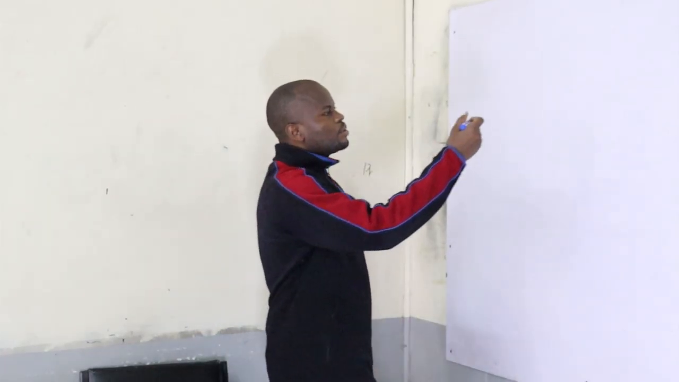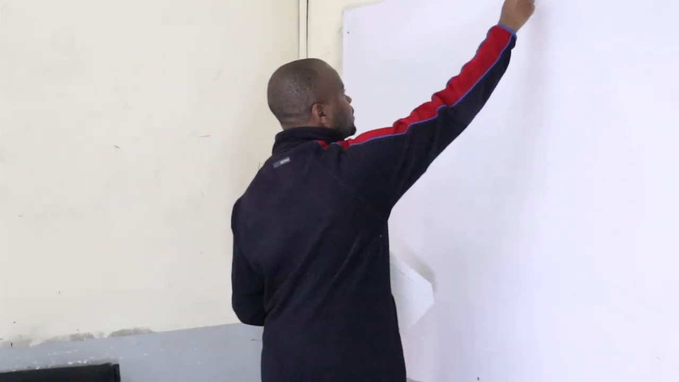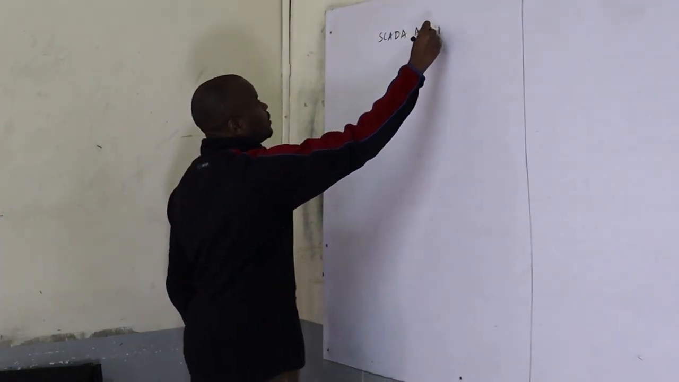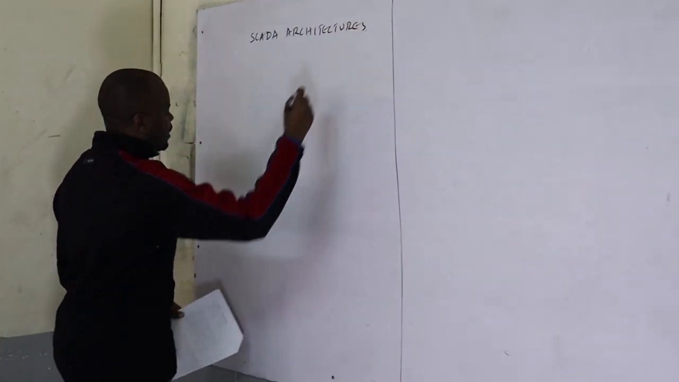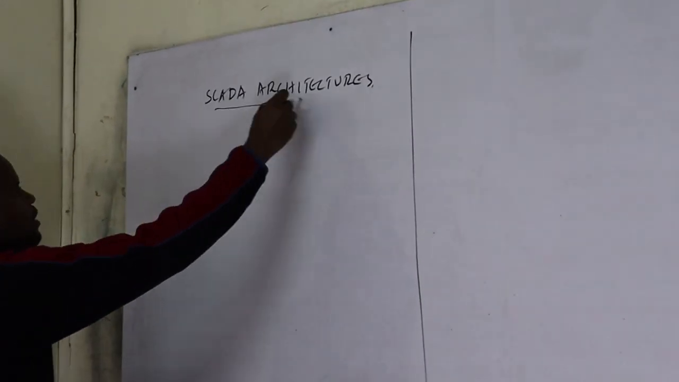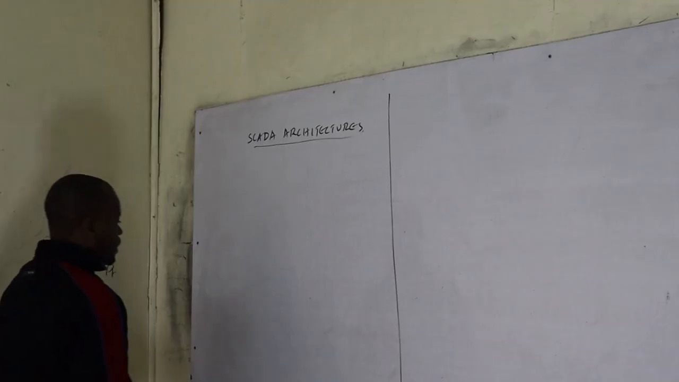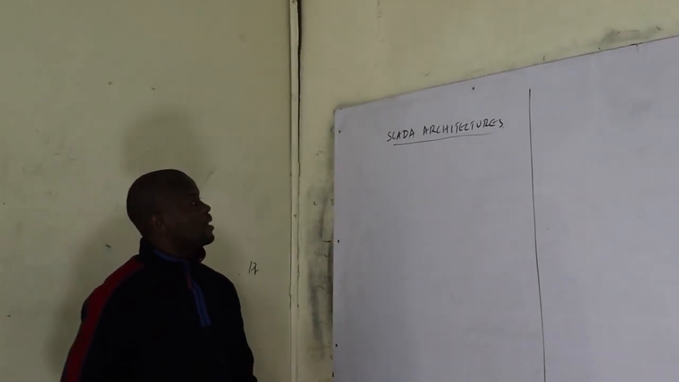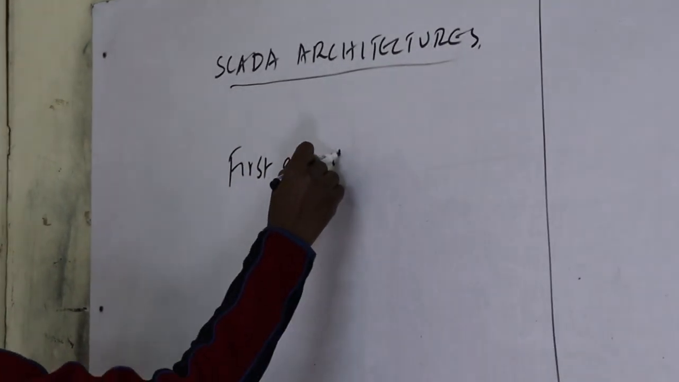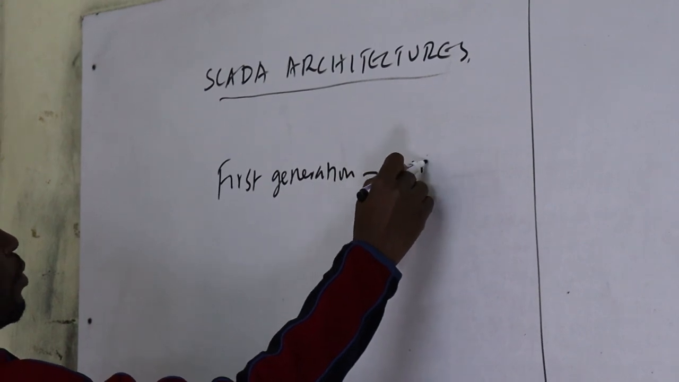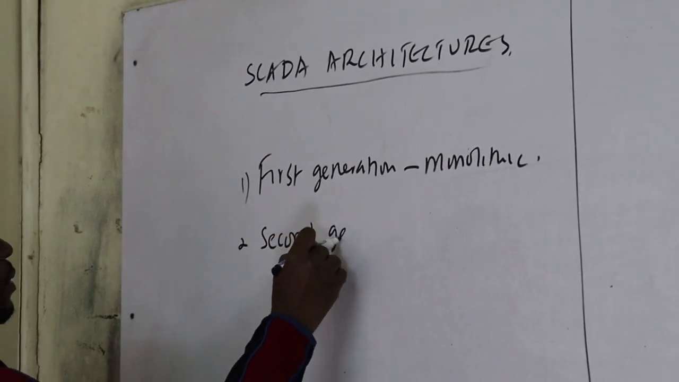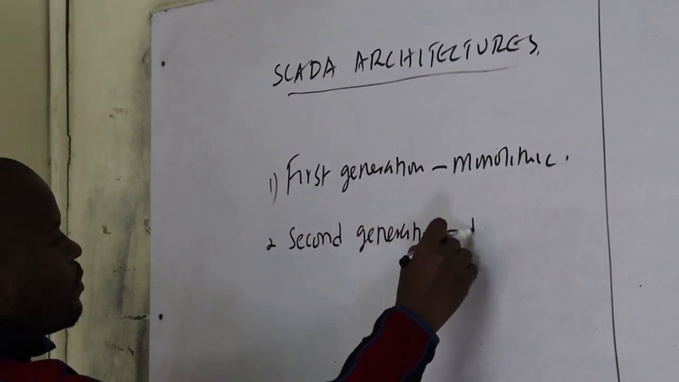We are now going to go through what we call the SCADA architectures. When you talk about the SCADA architectures, these are always based on generations. Basically, SCADA involves three generations. The first one is the first generation, and it is always referred to as monolithic. Then we have the second generation, that is always referred to as the networked.